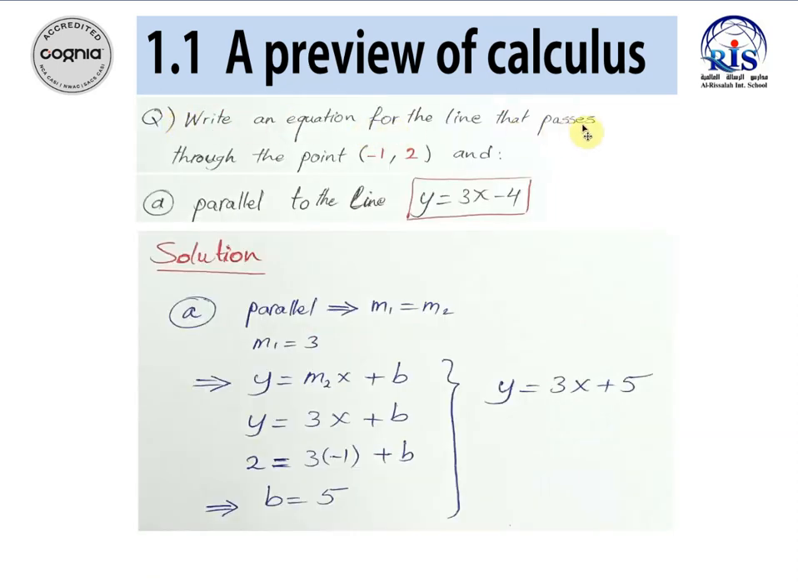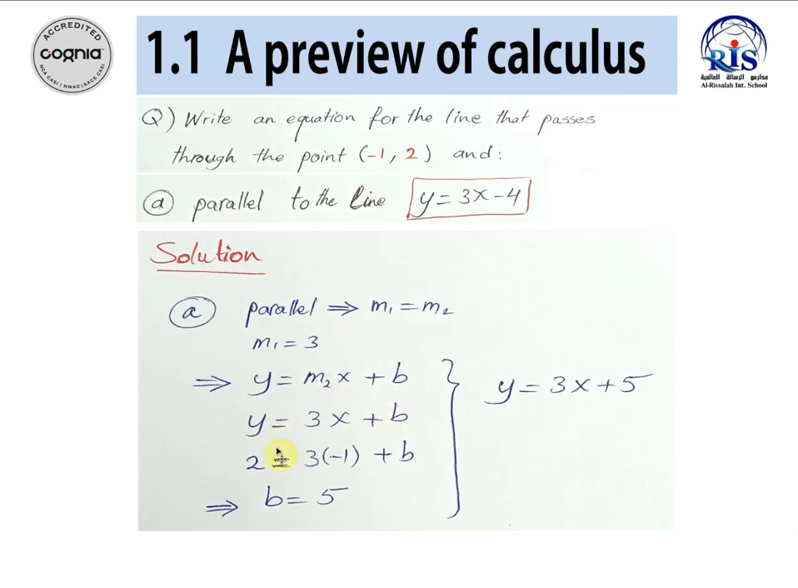Write an equation for the line that passes through the point (negative 1, 2) and is parallel to the line y equals 3x minus 4. I will take the slope from the first equation. Now we are asked to find the parallel line, so the slopes are equal to each other. So the slope m is equal to m1, which equals m2, and m1 is equal to 3, so m2 equals 3.